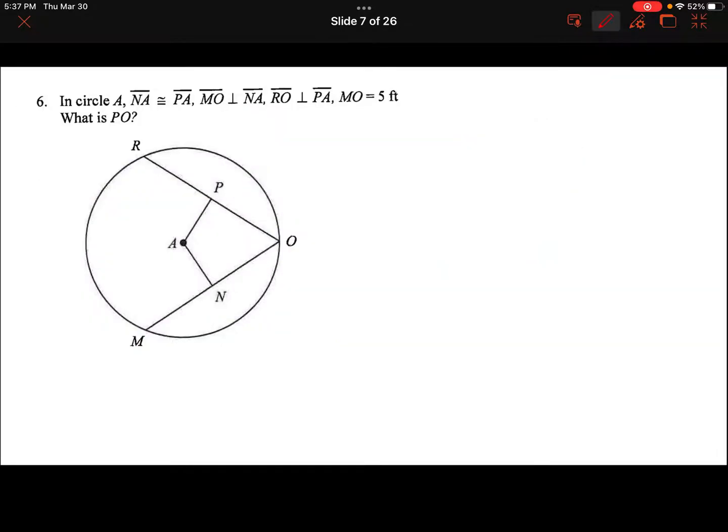Okay, this says in circle A, NA is congruent to PA. So this is an important concept. If you have chords that are equidistant from the center, as we do here, then you know that those chords are congruent to each other, and their arcs are as well. So this tells us that MO is perpendicular to AN, which means that AN is a perpendicular bisector of that chord. And the same thing is true over here, where RO is perpendicular to PA. So PA is a perpendicular bisector of that chord.